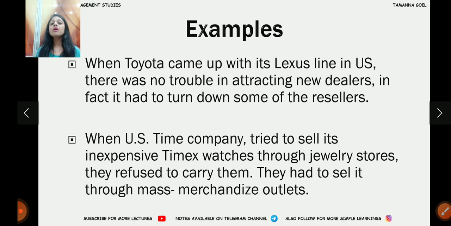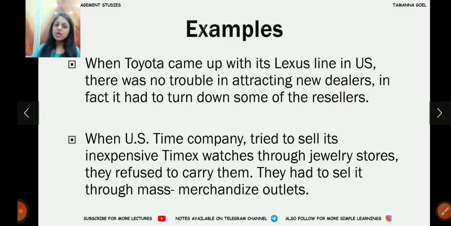But on the other hand, when US Time Company, a very prestigious company, entered into inexpensive Timex watches. Other than that, the Timex watches are very expensive. They are a status symbol. But they came up with an inexpensive line. What happened? Their original channel of distribution, they generally sold their expensive watches through prestigious stores, jewelry stores. But when they came up with their inexpensive watches, these prestigious jewelry stores refused to sell their products, because of course the channel members declined the offer.